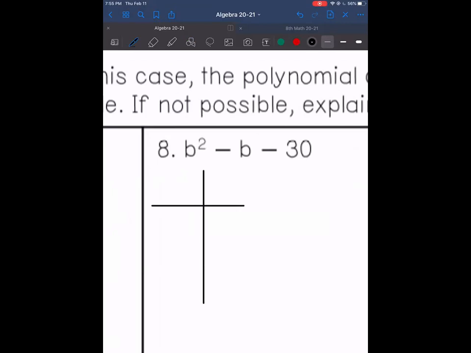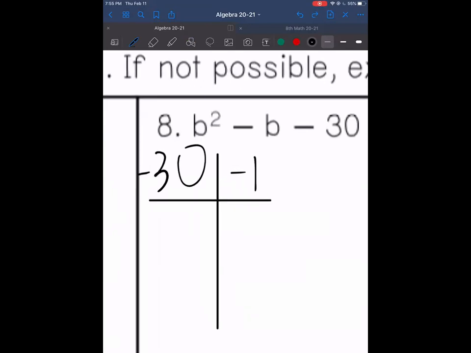I need a sum of -1 and a product of -30. Well, now my product's negative, so that means only one of my factors is going to be negative. But my sum is negative, so that means my bigger factor is going to be the -1, because we're going to end in negative, so I need more negative than positive. So let's look at our possible factors of 30.